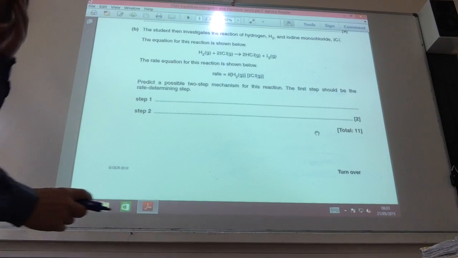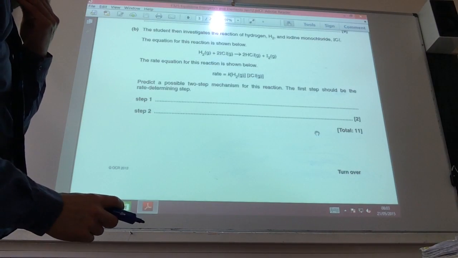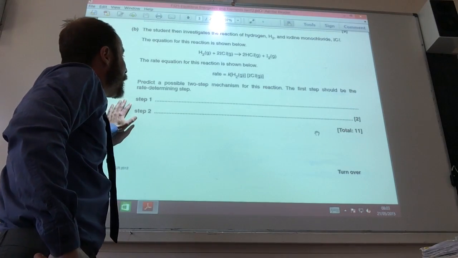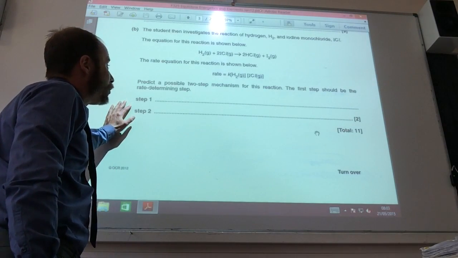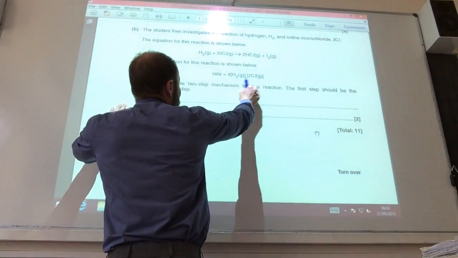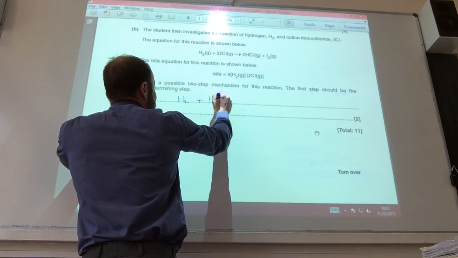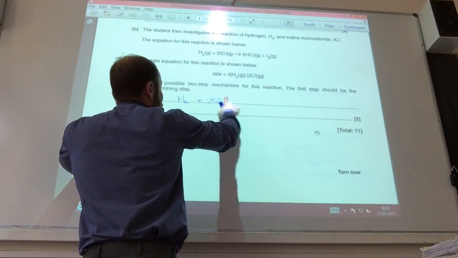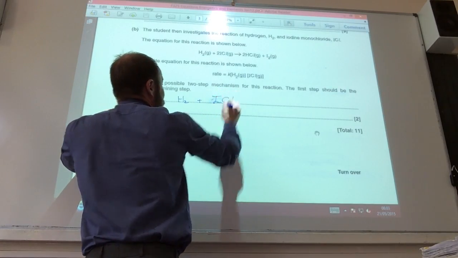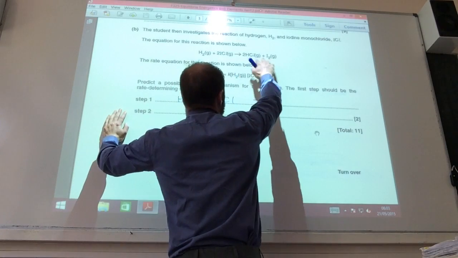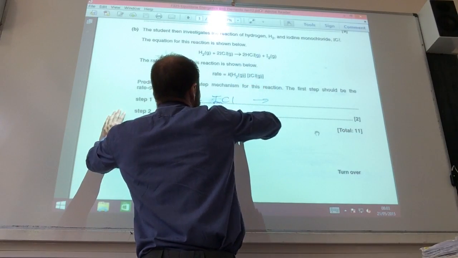Right, so now I need to work out a possible two-step mechanism. The key thing to do is that in your rate determining step, you must have the species that are in the rate equation, which are those two. I've got to make one of these products, so let's see what will go.